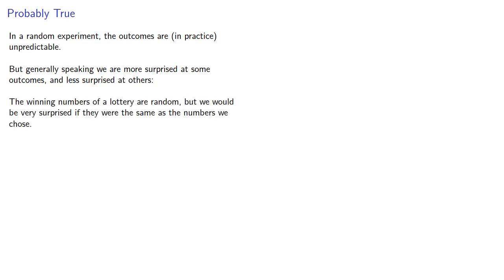In a random experiment, the outcomes are, in practice, unpredictable. But generally speaking, we are more surprised at some outcomes and less surprised at others. For example, the winning numbers of a lottery are random, but we would be very surprised if they were the same as the numbers we chose.